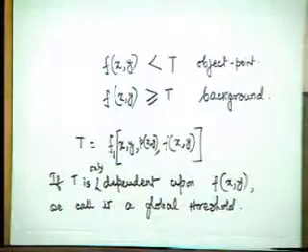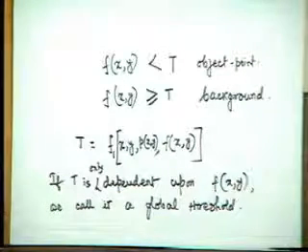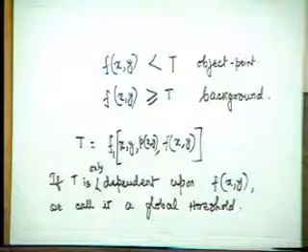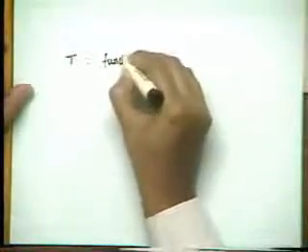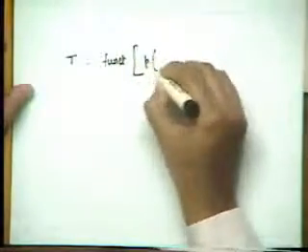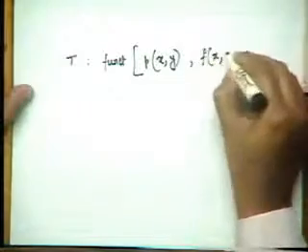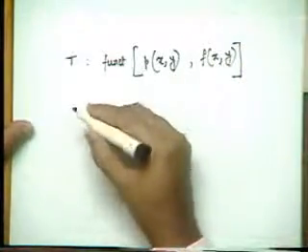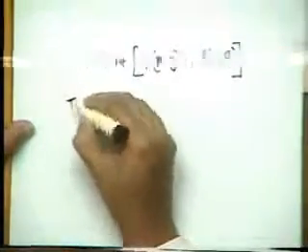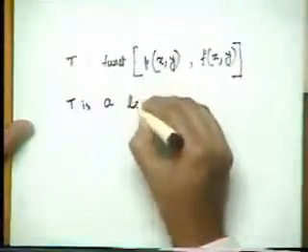If it depends upon f of xy as well as p of xy, then what should we call it? I think we should call the threshold a local threshold. If t is a function of both p of xy and f of xy, then t is a local threshold.